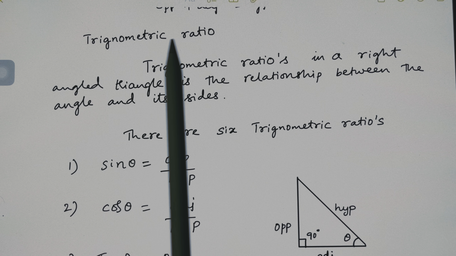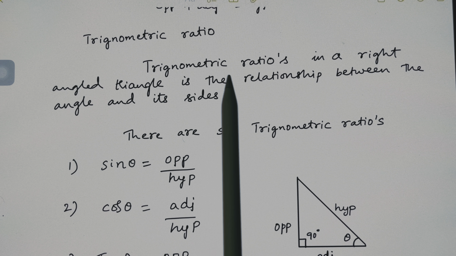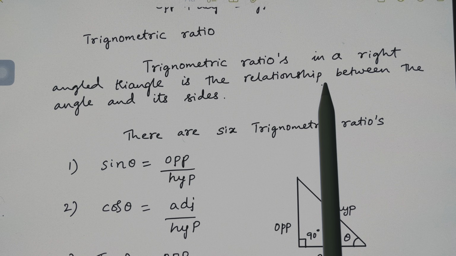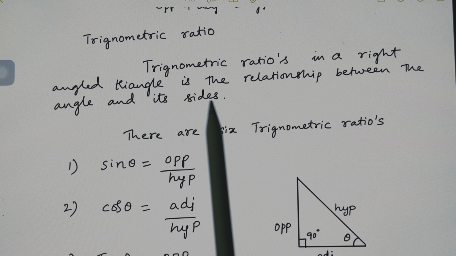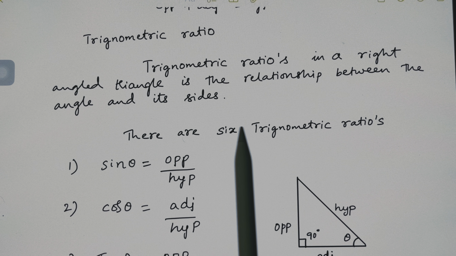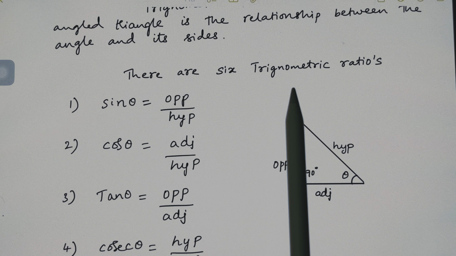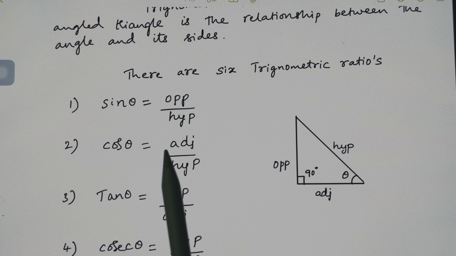Next we have the trigonometric ratio. A trigonometric ratio in a right angle triangle is the relationship between the angle and its sides. So here we are going to find the angle as well as the sides. If a ratio is formed between the angle which you are going to find and the sides of the triangle, then it is termed a trigonometric ratio.